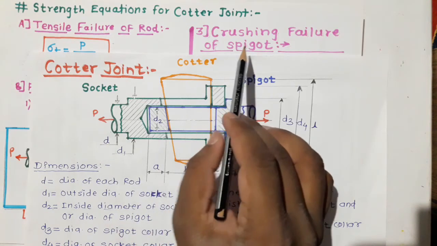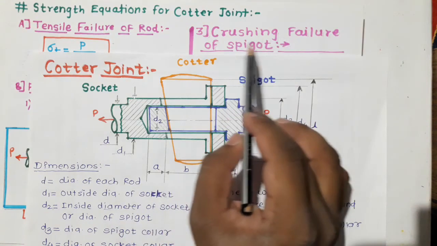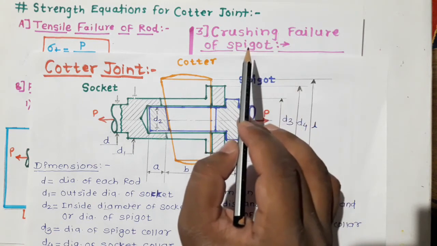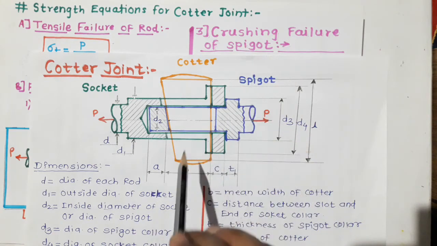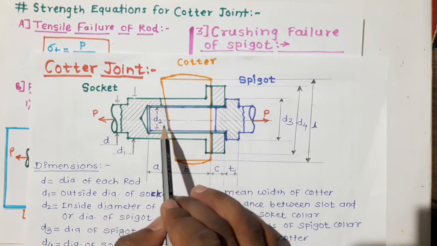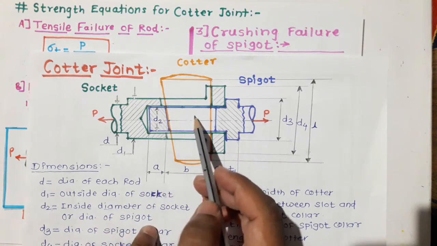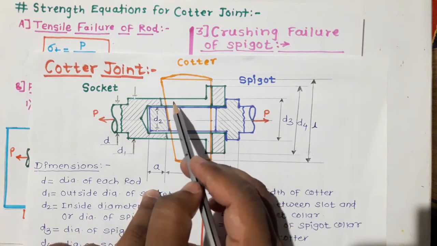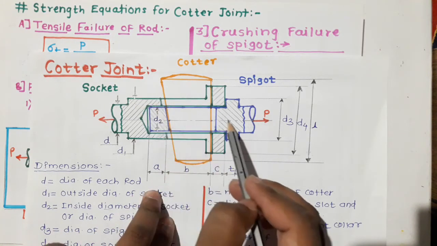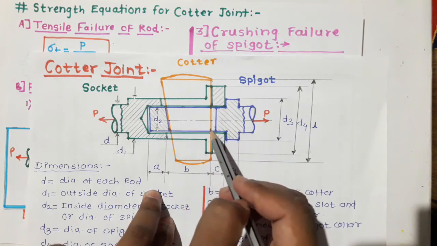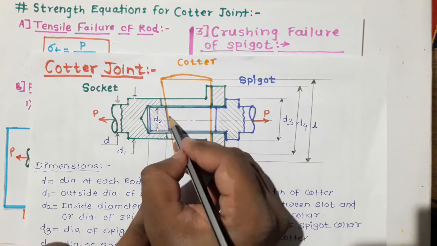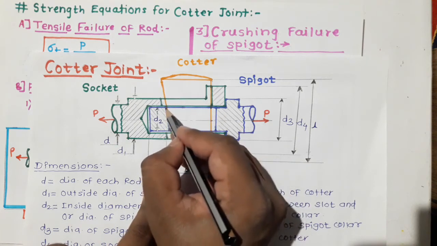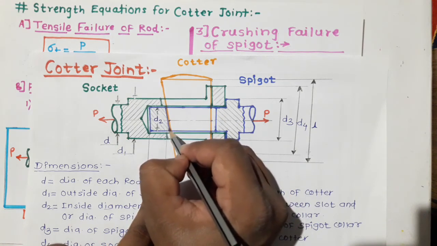Now next failure that we have to consider is crushing failure of spigot. Now this crushing failure of spigot takes place due to the crushing stress. Now consider this cut section of cotter joint. Now as I explained, this cotter is inserted between the common slot of this socket and spigot, but this cotter is in contact with only one side of spigot. This cotter is in contact with only this side of spigot.